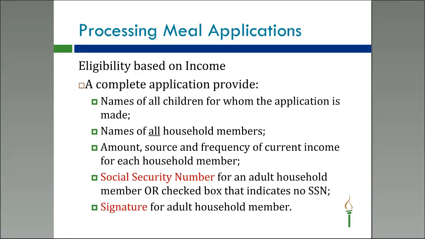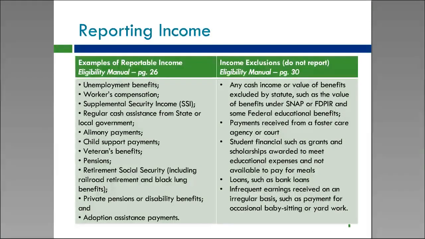A complete income application includes the names of all household members, the income and frequency, and the Social Security number and the signature. If you have questions about if an income should be included, you can refer to the eligibility manual on page 26. There are a lot of examples, but this lists just a few that we sometimes get questions about. So you do need to include things such as unemployment benefits, veterans benefits, and disability benefits.